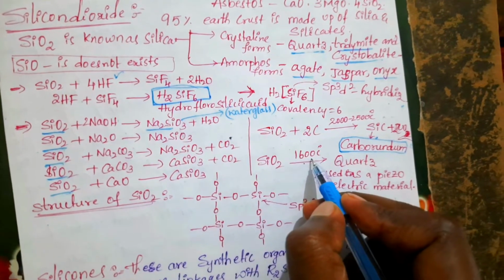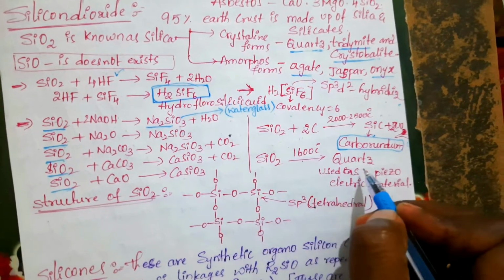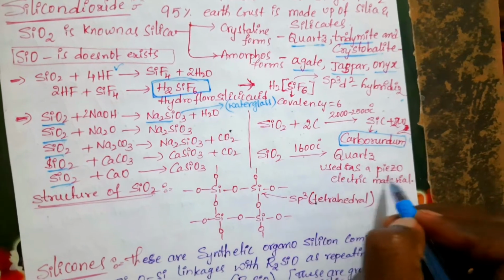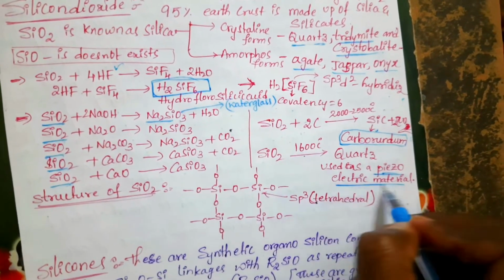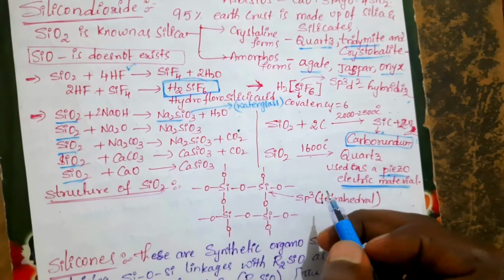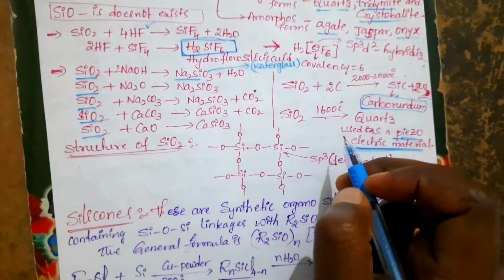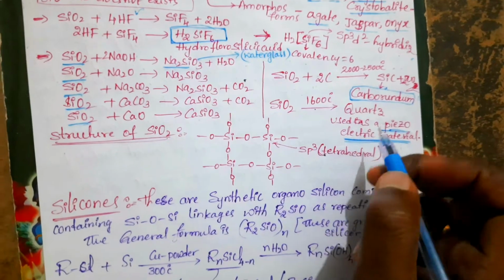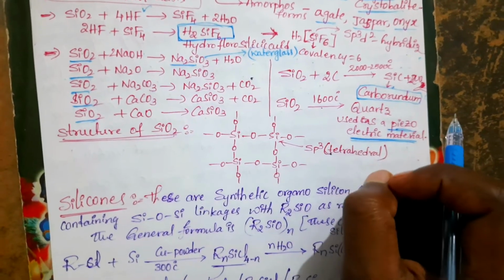SiO2, if it is heated to 1600 degrees Celsius, gives quartz, used as a piezoelectric material, which is used in radio signals and TV signals. Quartz is also used in making glass vessels.